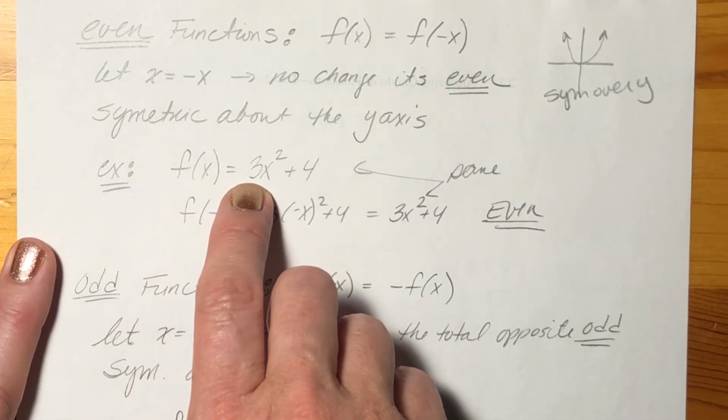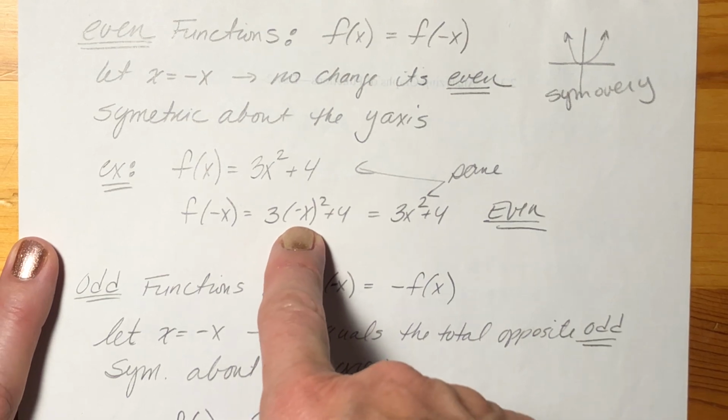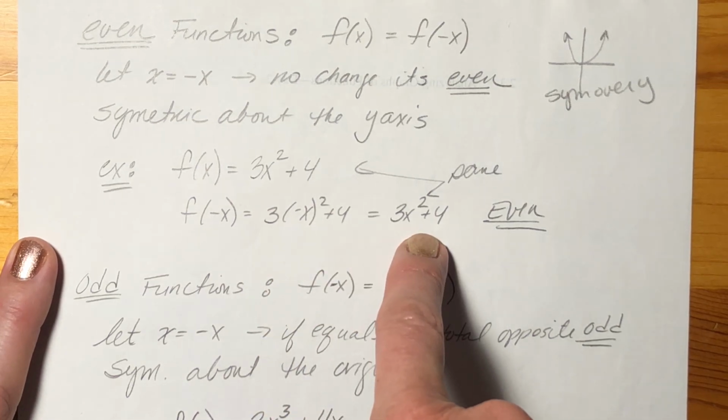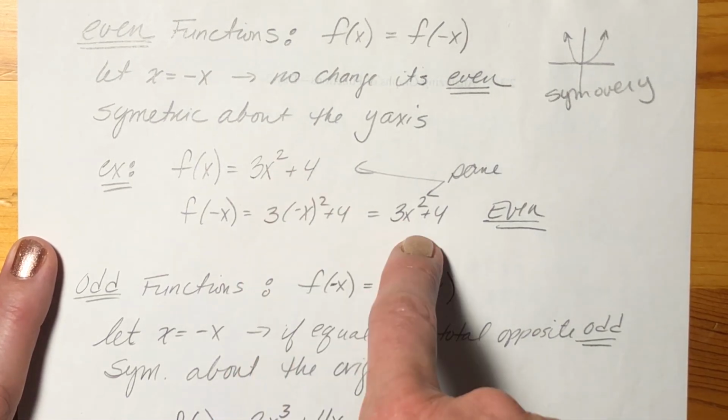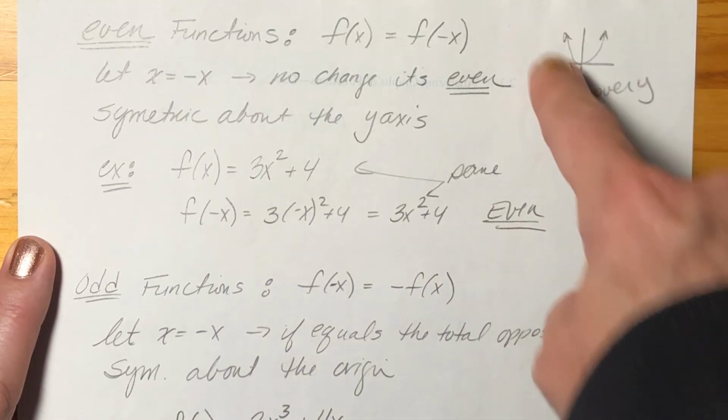So here's an example. f of x is equal to 3x squared plus 4. If I put the opposite of x in, I'm going to have absolutely no change. It's going to stay exactly the same. That's called an even function. All right, it's symmetric over the y.